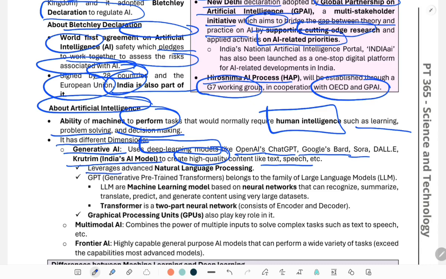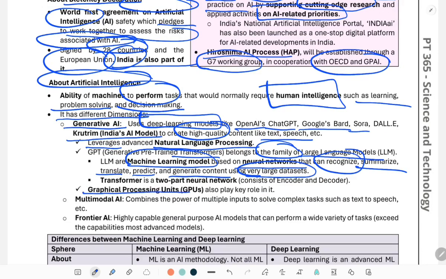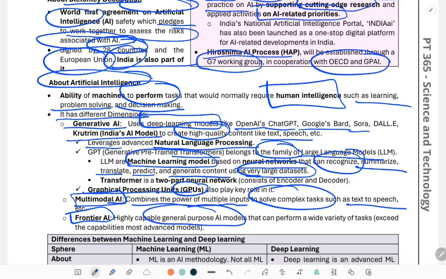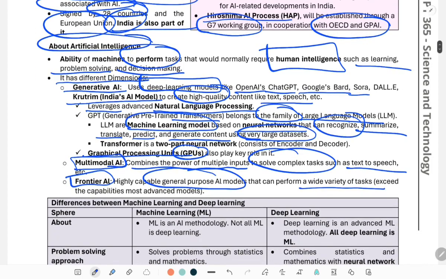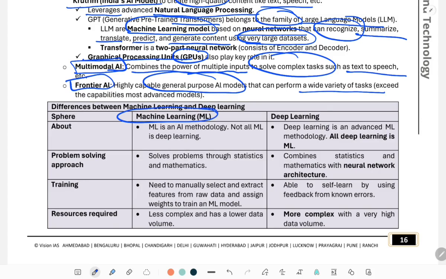Generative AI leverages advanced natural language processing, and in GPT, generative pre-trained transformers belong to the family of large language models. Okay, these LLMs are machine learning models based on neural networks that can recognize, summarize, translate, predict, and generate content using very large databases. Graphical processing units also play a role in this. Next, multimodal AI. It combines the power of multiple inputs to solve a complex task such as text to speech, etc. And the third one, frontier AI, highly capable general purpose AI models that can perform a wide variety of tasks.